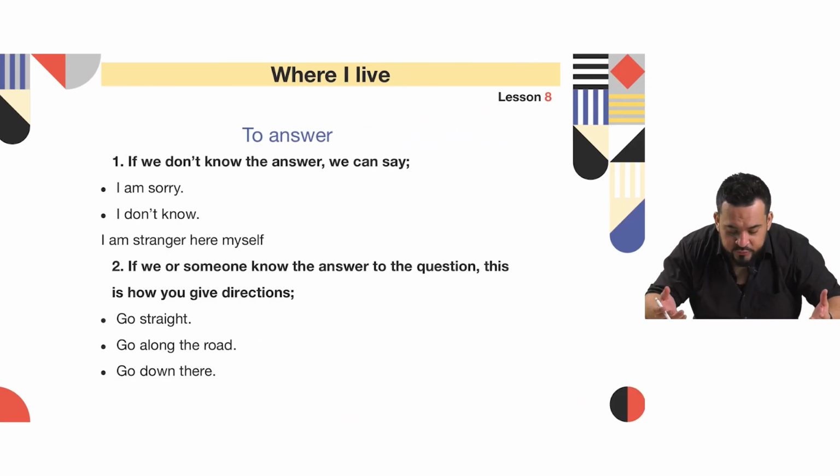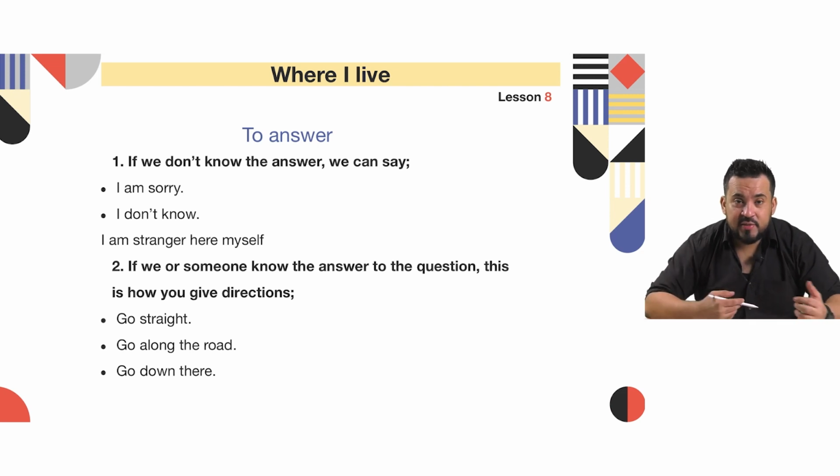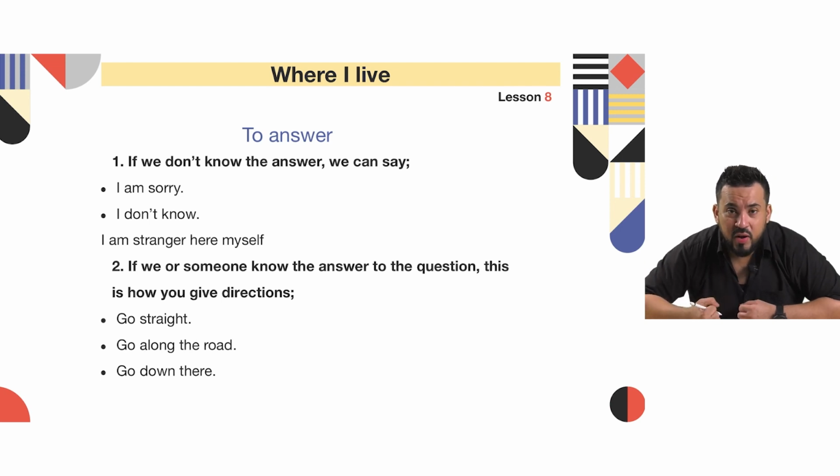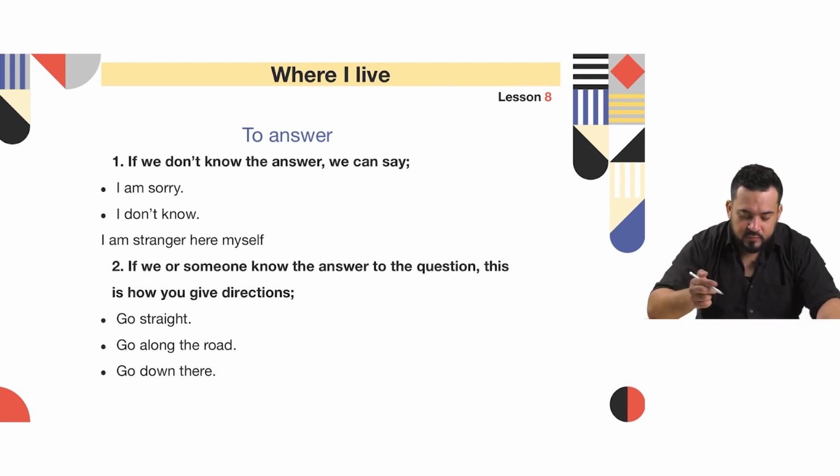Now to answer, if you were asked for directions and you are the one who is providing an answer, if you don't know, you can say, I'm sorry, I don't know. Just simple as that. Or you can even give a reason, like, I'm sorry, I'm a stranger here myself. Or I'm also not familiar with the area, or I'm a tourist.